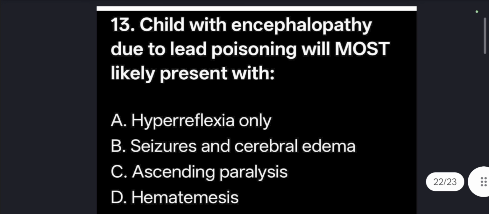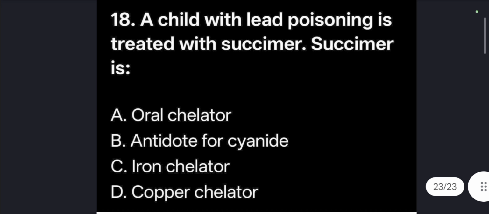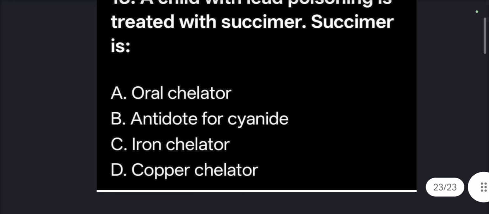Child with encephalopathy due to lead poisoning will most likely present with hyperreflexia only, seizures and cerebral edema, ascending paralysis, or hematemesis. So the correct answer is seizures and cerebral edema. A child with lead poisoning is treated with Succimer. Succimer is an oral chelator, antidote for cyanide, iron chelator, or a copper chelator. So the answer is oral chelator. Succimer, DMSA, is an oral chelator.